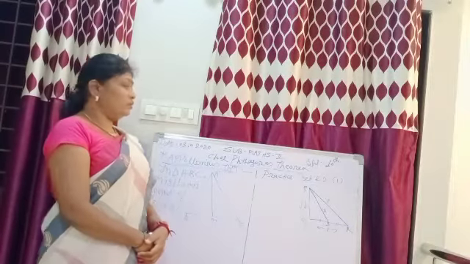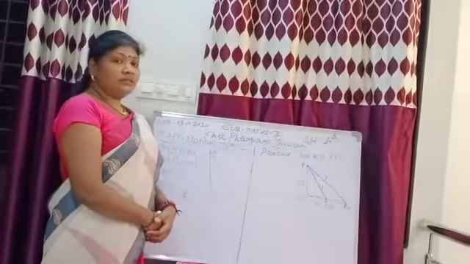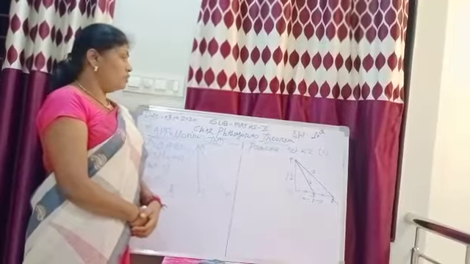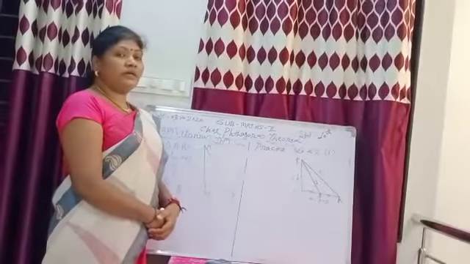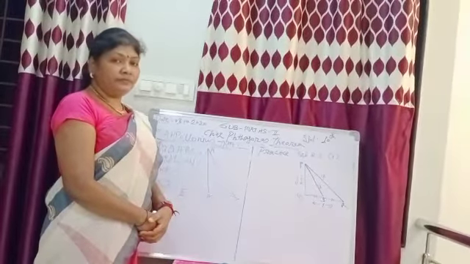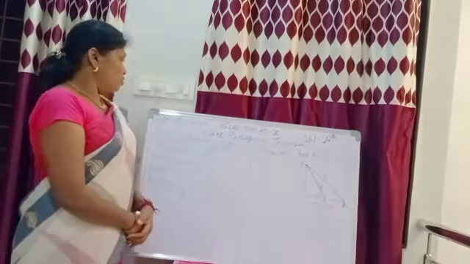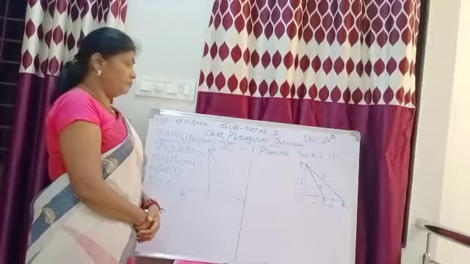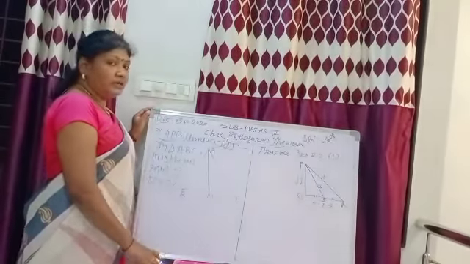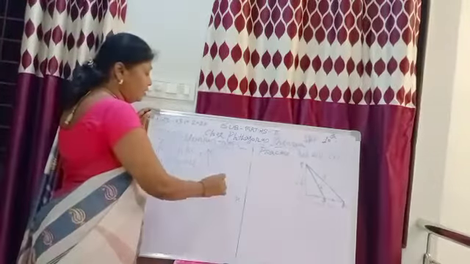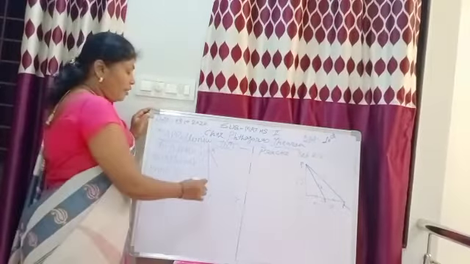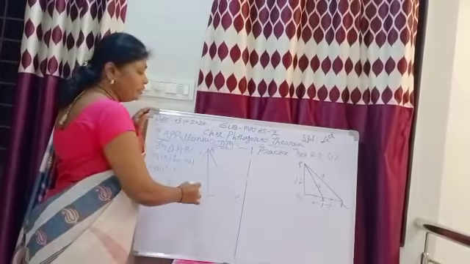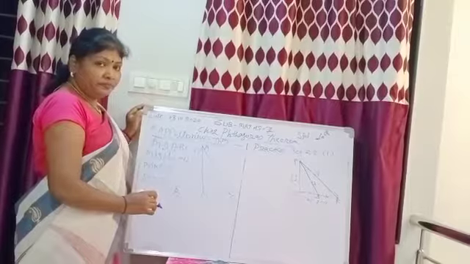Hello students, today we will learn the subject Mathematics 2, chapter number 2, Pythagoras theorem, of standard 10. So first we learn what is Apollonius theorem. Apollonius theorem: in triangle ABC, point M is the midpoint of segment BC.